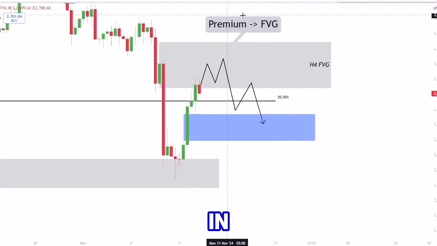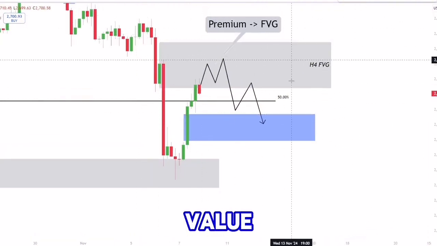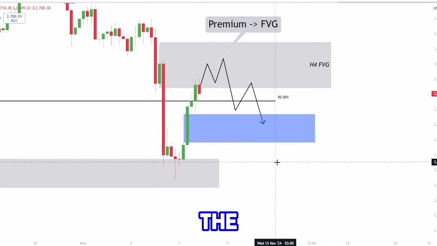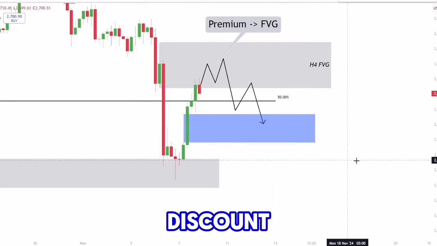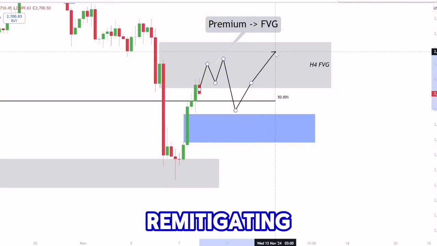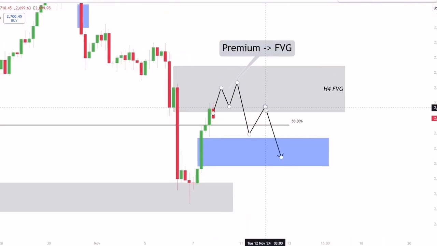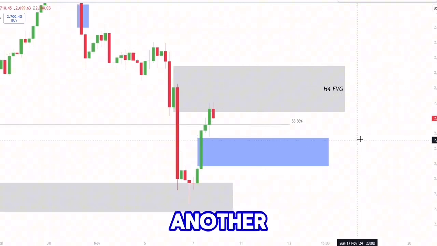All right. So we're in a premium. We've reacted off this fair value gap, the 4-hour fair value gap. And now price could, and the keyword is could, head down into the discount before remitigating and potentially heading higher. This is one scenario.